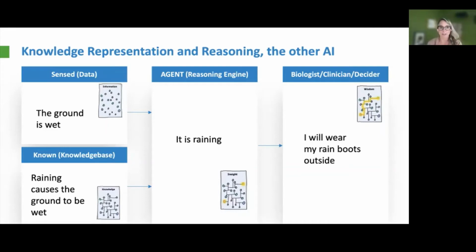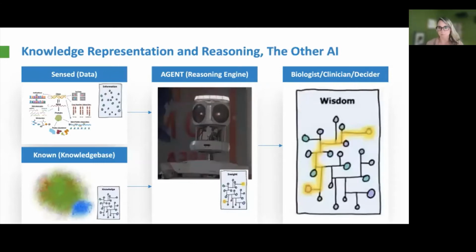But if I walked into your office and I was wearing rain boots, you may do some reverse causal reasoning, which is, Renee is wearing rain boots, it must be raining. So very simple examples, but very analogous to what we are trying to do on the molecular kind of interrogation scale.